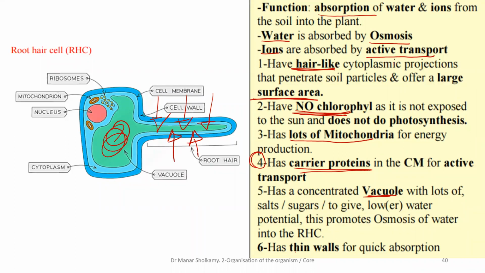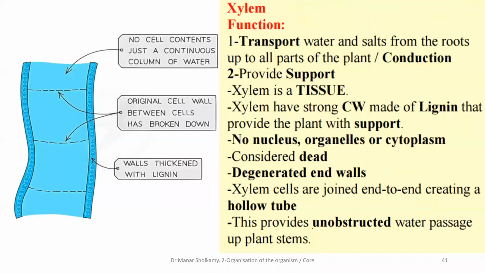What's the meaning of osmosis? Okay, osmosis, my dear, means the movement of water, specifically for water, from high to low concentration. And RHC, this is root hair cell. Okay. Anything else? The xylem.